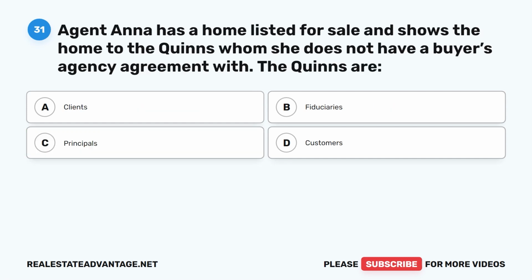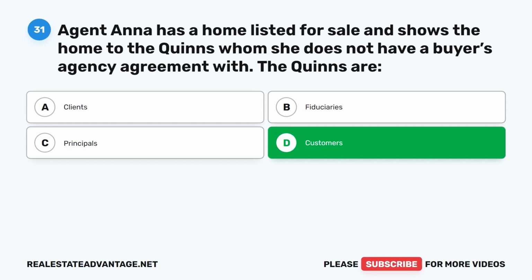Question 31. Agent Anna has a home listed for sale and shows the home to the Quinns, whom she does not have a buyer's agency agreement with. The Quinns are A. Clients, B. Fiduciaries, C. Principals, D. Customers. The correct answer is D.